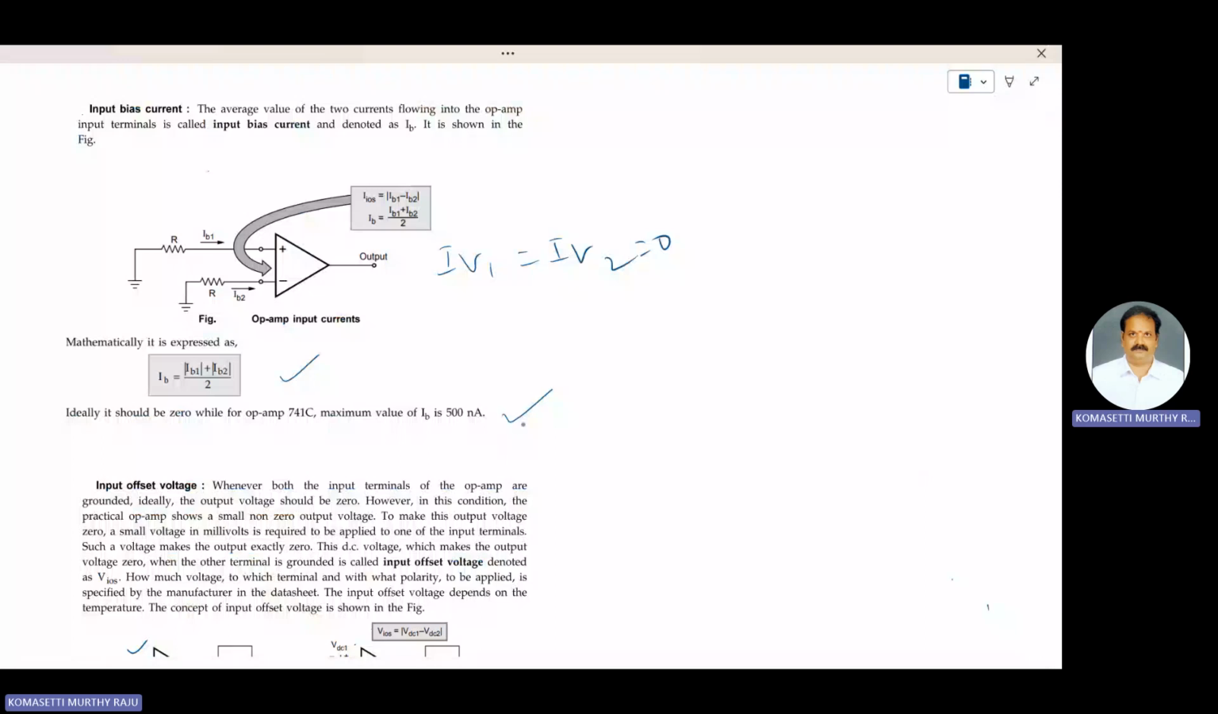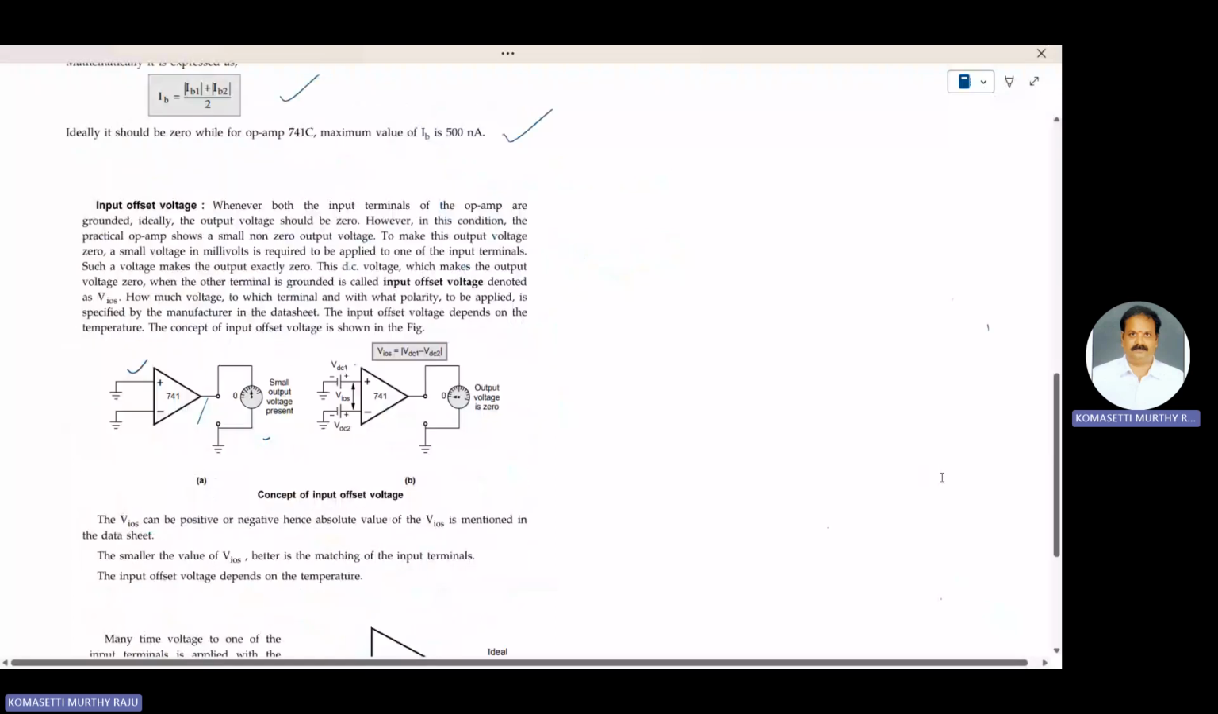For the 741C, the maximum value of IIO is 500 nanoamperes. Coming to the next parameter, input offset voltage. It is represented by VIOS.